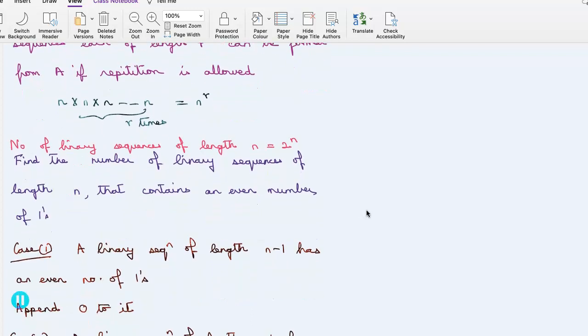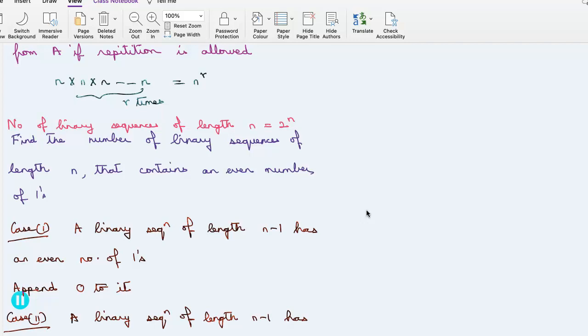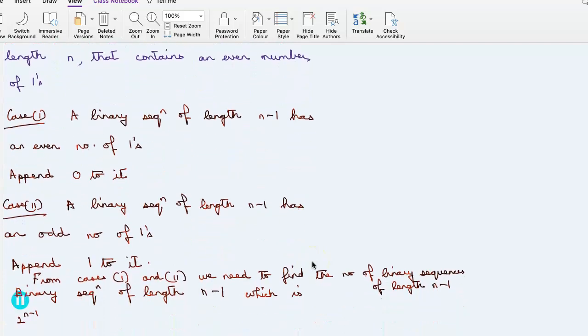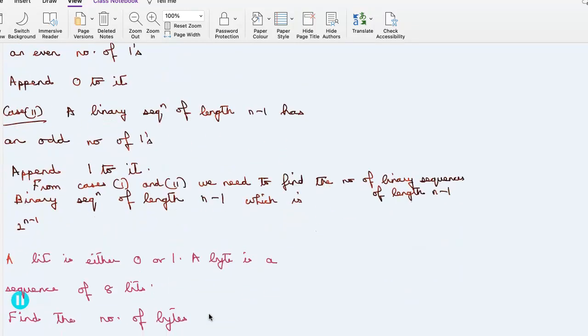Find the number of binary sequences of length n that contain an even number of ones. So we consider case 1, where a binary sequence of length n minus 1 has an even number of ones. Now we append 0 to it. So if we append 0 to it, what does it become? A binary sequence of length n that has an even number of ones. Case 2 is when a binary sequence of length n minus 1 has an odd number of ones, and we append 1 to it, so we get a binary sequence of length n which has an even number of ones. So in both cases 1 and 2, what do we need to find? The number of binary sequences of length n minus 1, which is 2 raised to n minus 1.